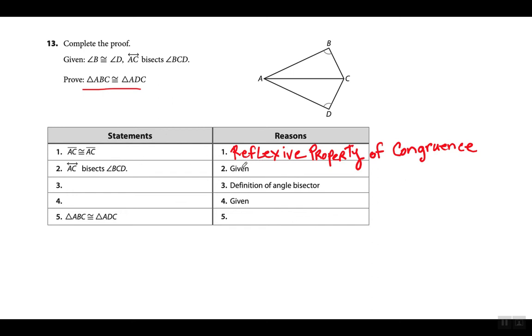That's given. Okay, now look. Definition of angle bisector. You have to fill in this blank. What goes in line 3 for the statement is, if line AC is bisecting angle BCD, that means this angle right here has to be congruent to this angle right here. Because if this is the angle bisector, that'll make this angle equal to this angle. So that's what I'm going to write in line 3 for my statement.